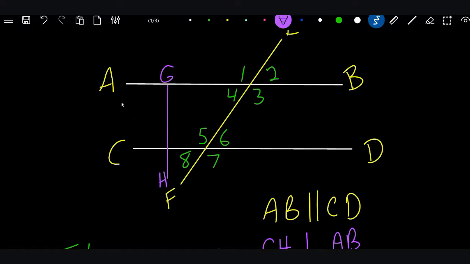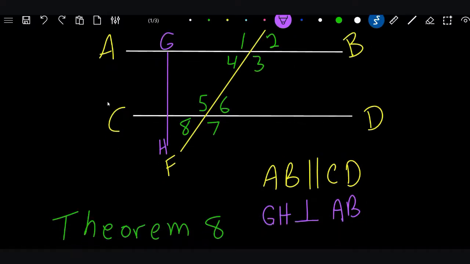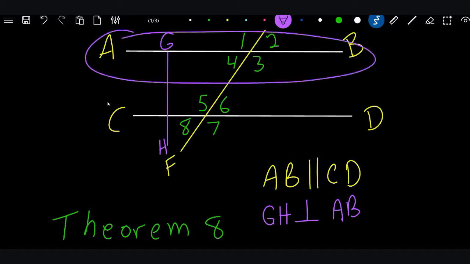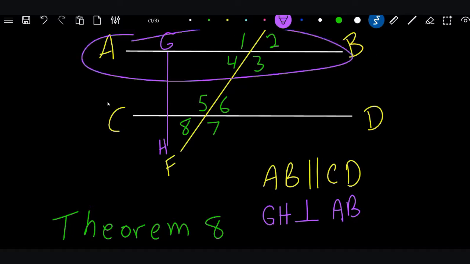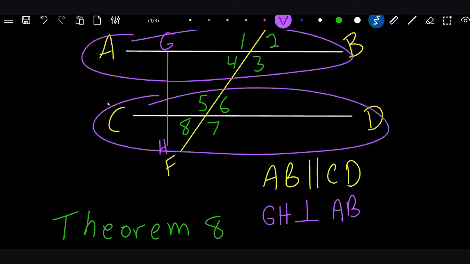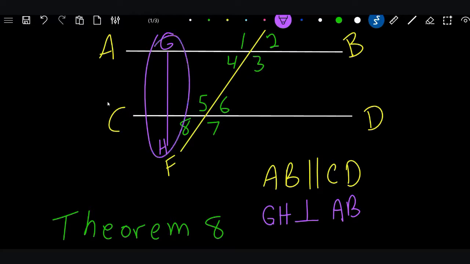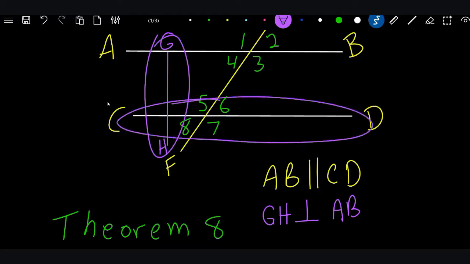Okay? What else do we know? Well, you might be able to figure it out. If this line is parallel, and it is right there, then guess what? It is also perpendicular to this line, GH. It has to be. Because if GH is perpendicular to AB, and if AB is parallel to CD, then GH is perpendicular to CD.